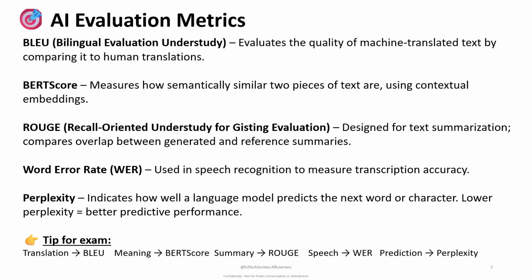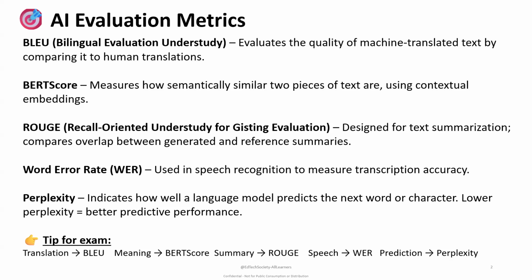Next is word error rate, or WER. It measures transcription accuracy in speech recognition; mainly it's used for speech recognition only. Finally, perplexity, not that company, it's the evaluation metric. It shows how well a language model predicts the next word, and lower perplexity means better predictions. If you master all these, you will be ready for the exam.